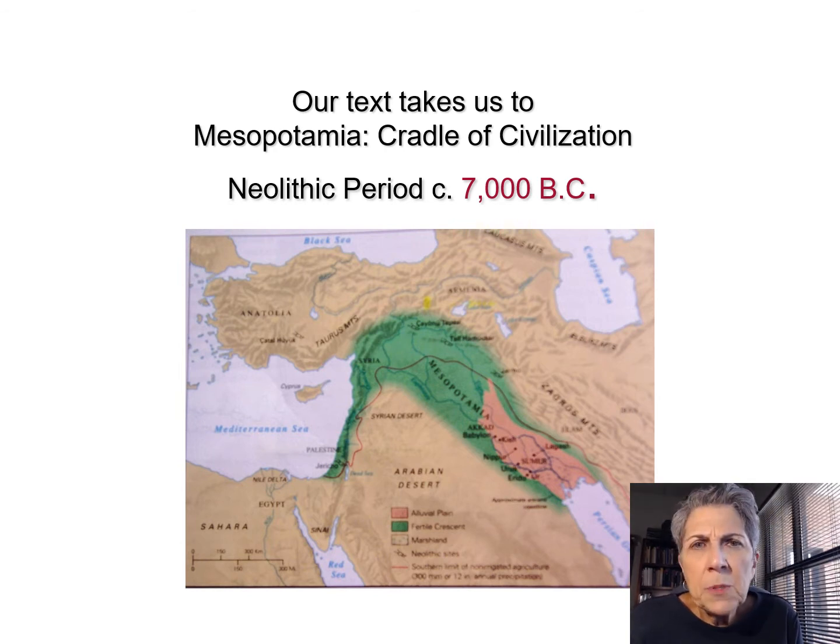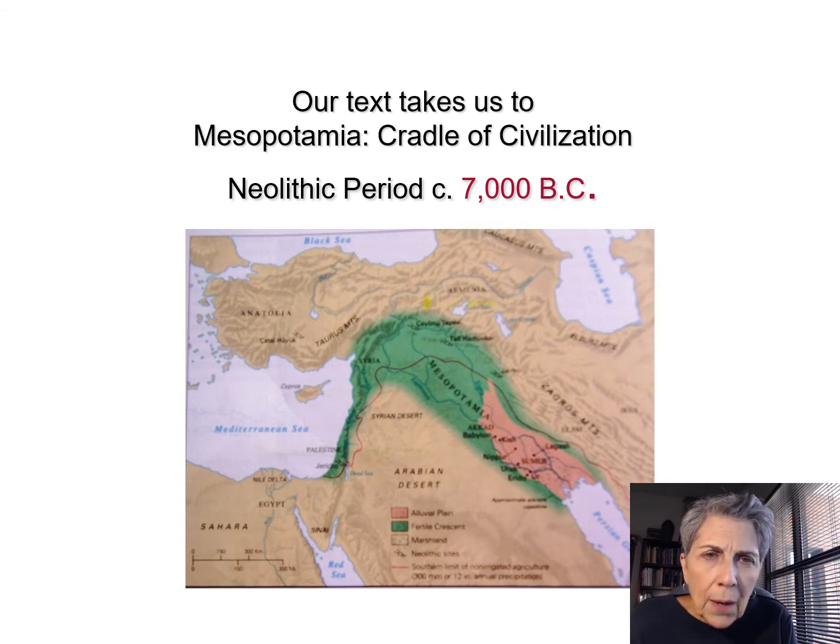Now, Mesopotamia is between the Tigris and Euphrates River. That's why it was so fertile. It's also called the Fertile Crescent. It's near Jordan, Iraq, Iran today. So it's a significant area in our political history at this time.